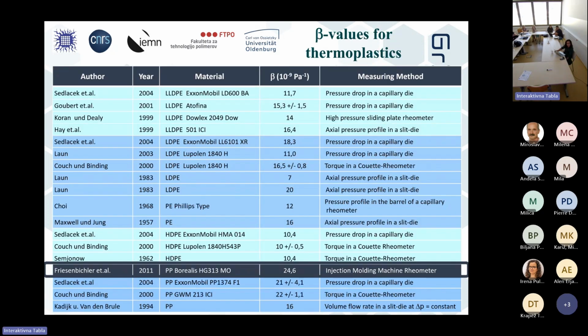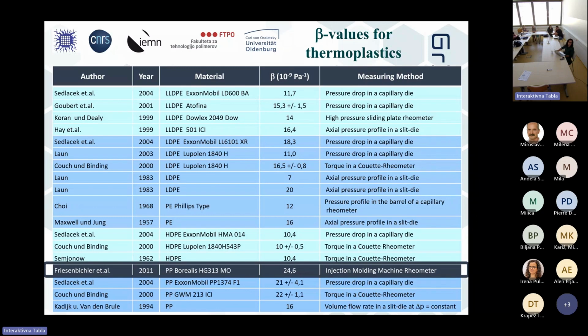You are much better. In one of the PhD theses of one of my students, I told him, please look into literature. I want to see what is in literature in terms of beta values, pressure dependence. Look here. It starts with Maxwell and Young, 1957, 1968, 1983, 1962. That you can all find in literature.